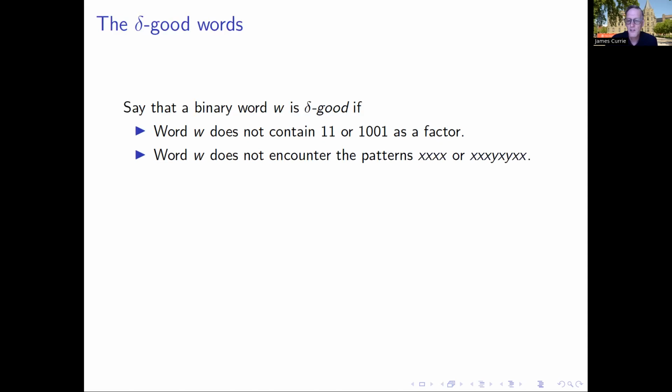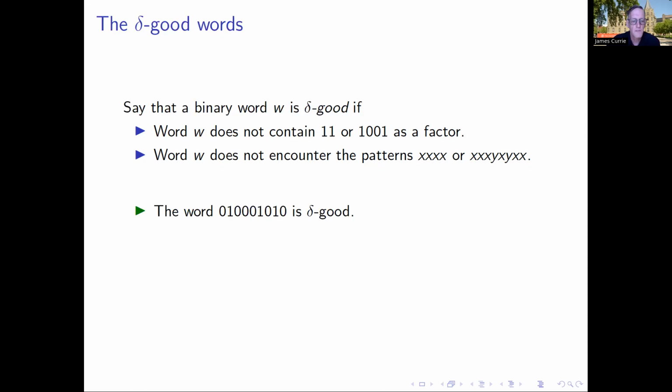I will mention that those are actually the images under delta of 1, 1 and 1, 0, 0, 1, replacing zeros with X and ones with Y. So these two specifications are closely related. So I say that a binary word is delta good if it doesn't contain these factors and it doesn't encounter these patterns.